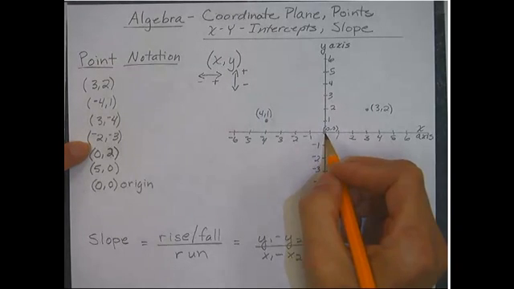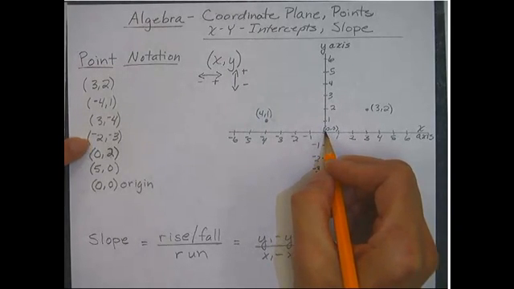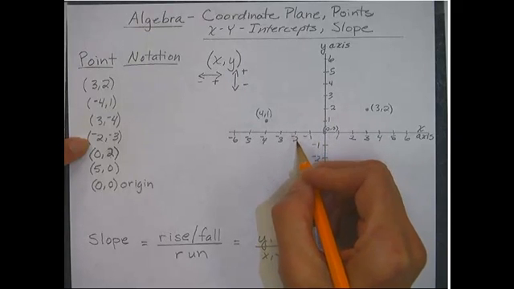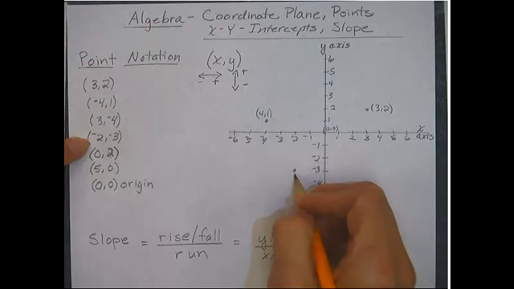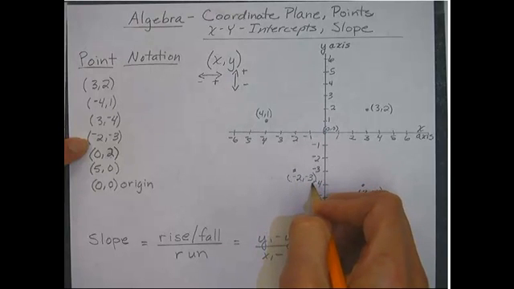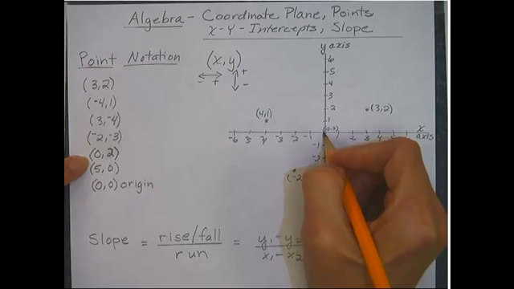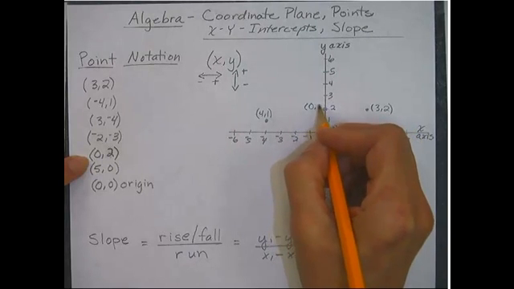The next point is negative 2, negative 3. So I'm going to go in the negative direction along the x-axis to negative 2 and down to negative 3 parallel to the y-axis. This is negative 2, negative 3. The next point I'm going to plot is 0, 2. That is over 0 units, but up 2 units on the y-axis. So here we have 0, 2.